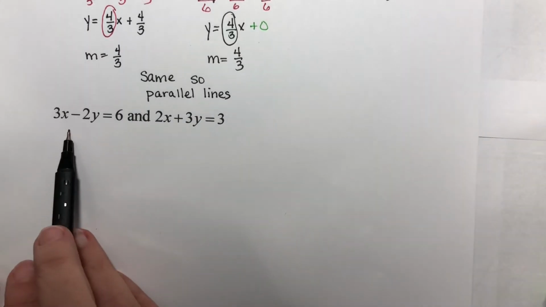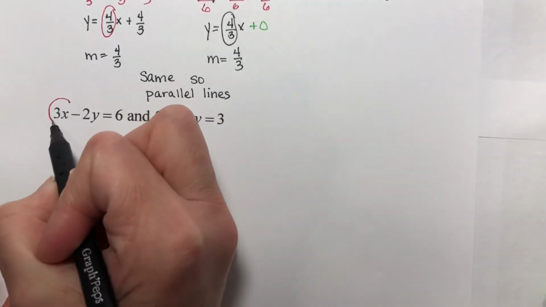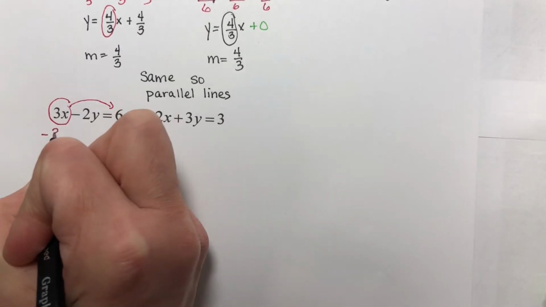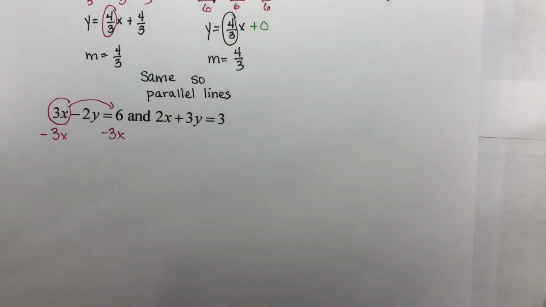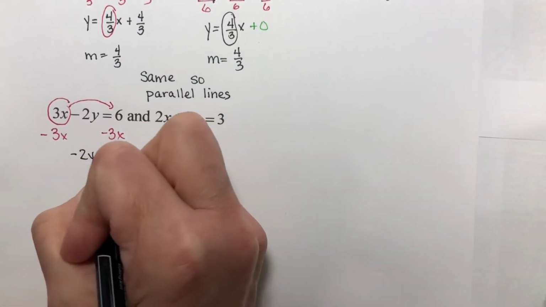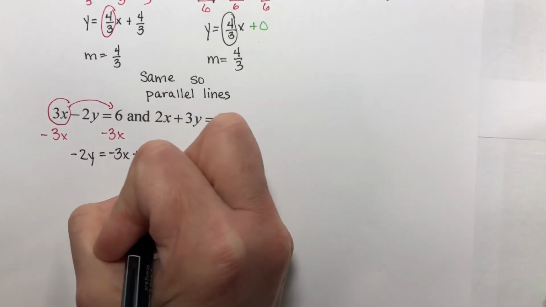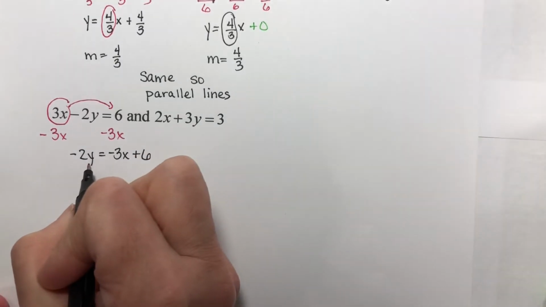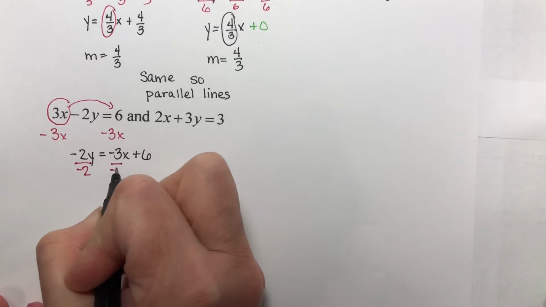So, for this problem, this equation, we want to get the y by itself. So I need to move the 3x over to the right-hand side. So I'm going to subtract 3x from both sides. And that gives me negative 2y is equal to negative 3x plus 6. Now I want y completely by itself, so I'm going to divide everything by a negative 2.